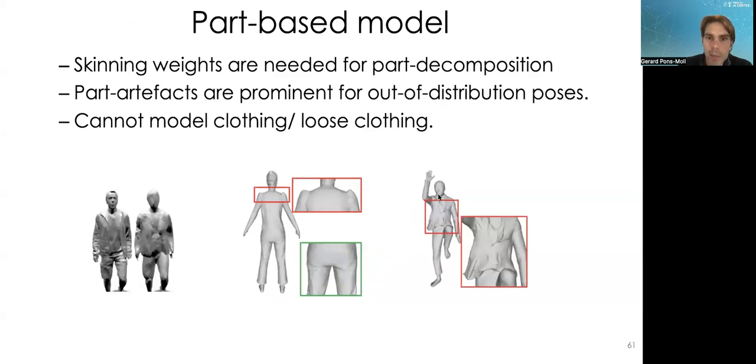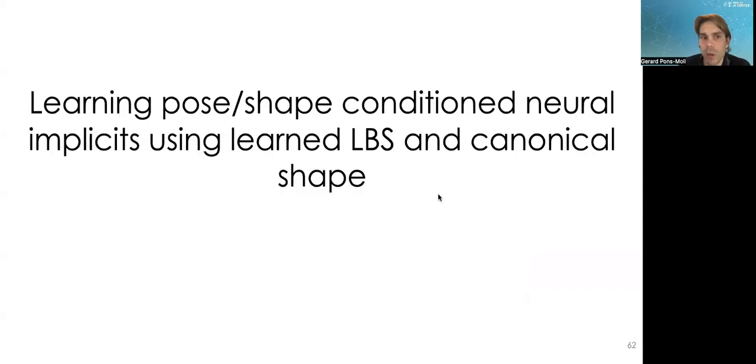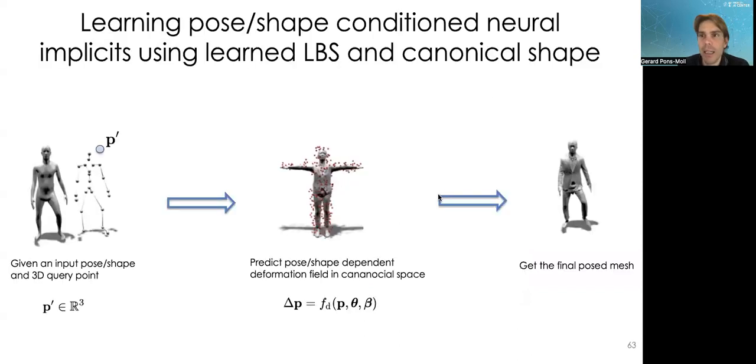Right, so part-based models, in general, you need the skinning weights for the part decomposition, and part artifacts are prominent, in particular for out-of-distribution poses, and they cannot model clothing, in particular loose clothing. All right, so how do we model these fine-grained deformations? And this is the next topic.